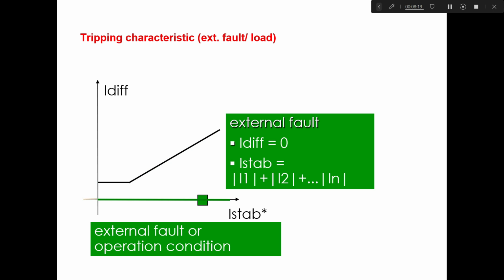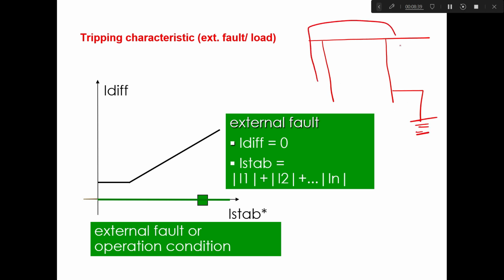How this slope and the differential pickup or threshold current are determined, we will see in the next couple of slides. Now the tripping characteristic of the bus bar relay, first of all for the external fault or load condition. Suppose a very simple case: this is a bus bar in which you have two feeders. Suppose there is a fault on this feeder. In that case this feeder will feed the current through the bus bar, and this other feeder is also feeding the current. Suppose this current is 10 ampere, this current is also 10 ampere, and these are the CTs which are measuring the current, one in this direction and the other in this direction.